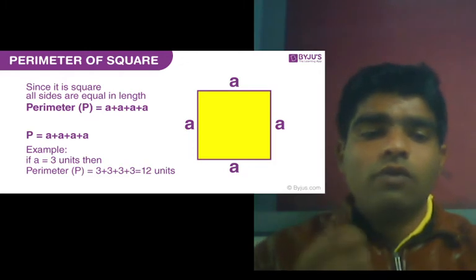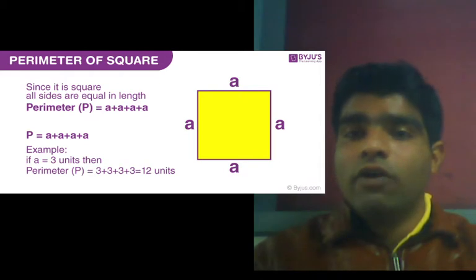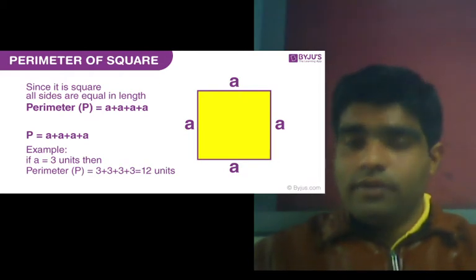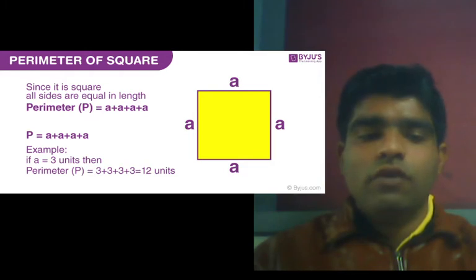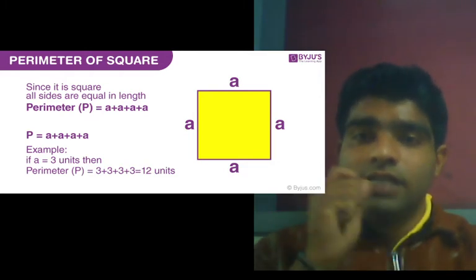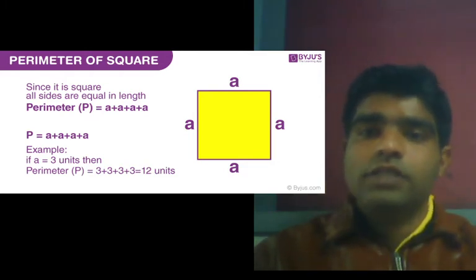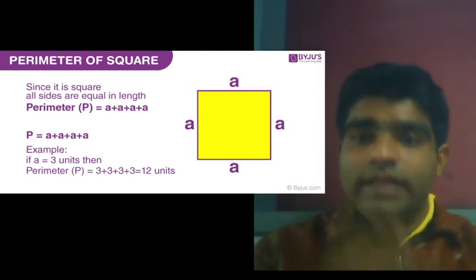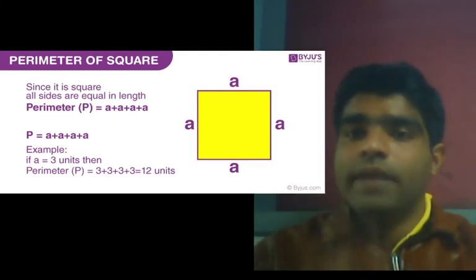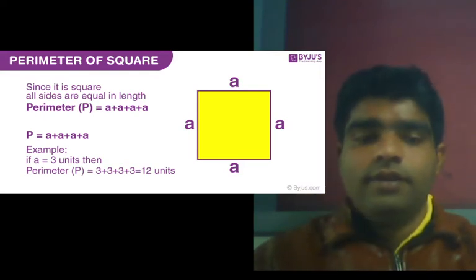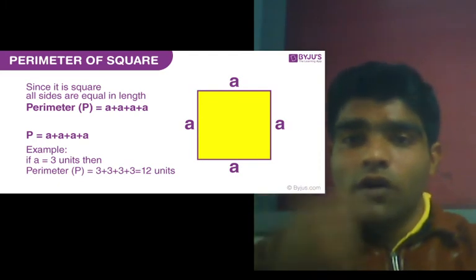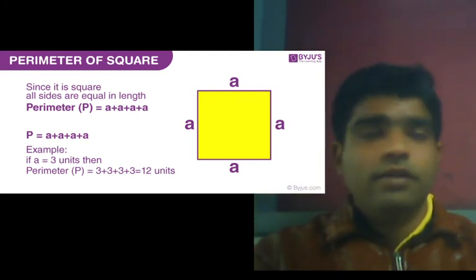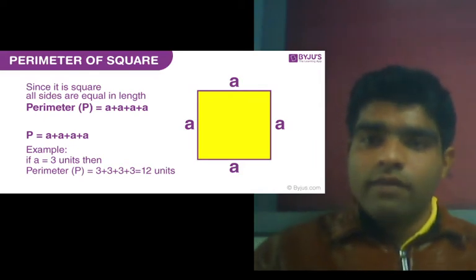The perimeter is the total distance around, the total distance of all the sides of a closed figure. We have to write that the perimeter is the total distance of all the sides of a closed plane figure. It means the sum of the lengths of all the sides of the closed figure.